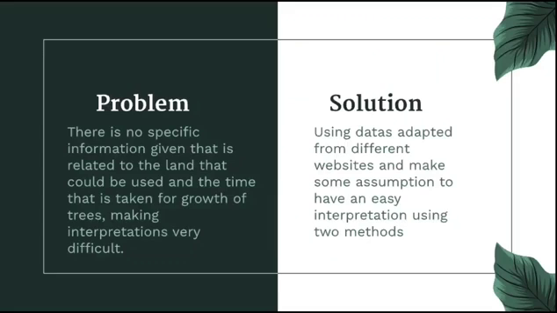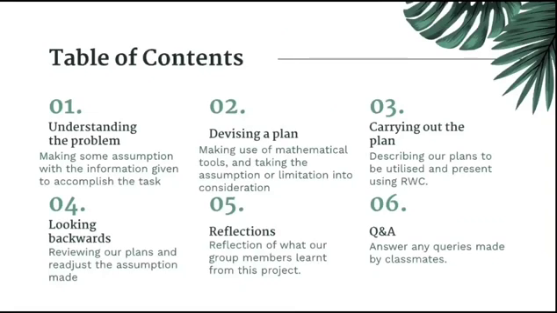The problem is that there is no specific information given that is related to the land that could be used and for the time that is taken for growth of trees, making interpretations very difficult. To solve this, we need to use data adapted from different websites and make some assumptions to have an easy interpretation using two methods. This is the table of contents for our presentation today. First and foremost, we have to understand the problem, devise a plan, carry out the plan, look back, reflect, and have a Q&A session where we will answer your queries.